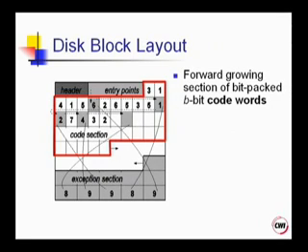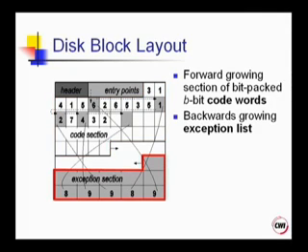So what does the disk block layout look like? We first have a forward-growing, densely packed section of code words. These are arbitrary bit width code words for fixed B. And we have a backwards growing exception list where we store the uncompressed values, which we could not compress.